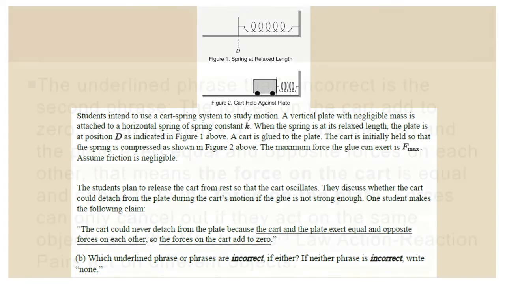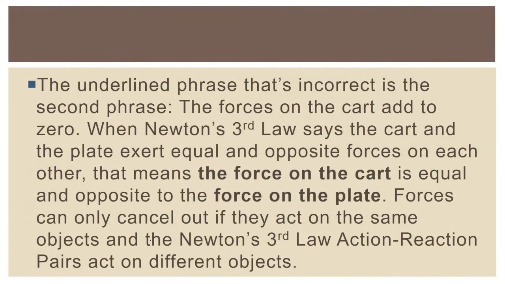That's the key distinction here. And so looking at the answer I wrote here, I wrote the underlined phrase that's incorrect is the second phrase. The forces on the cart add to zero. That's wrong. When Newton's third law says the cart and the plate exert equal and opposite forces on each other, that means the force on the cart is equal and opposite to the force on the plate.